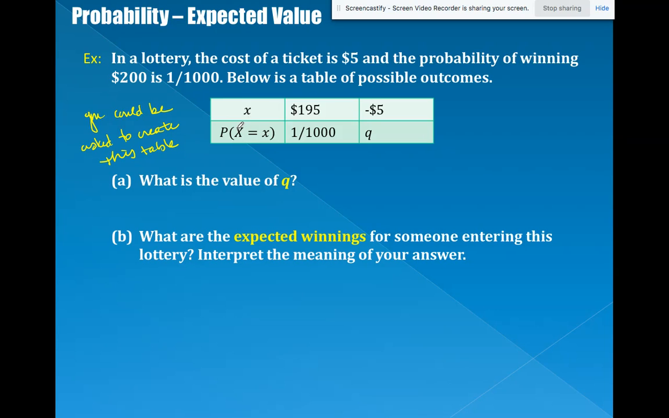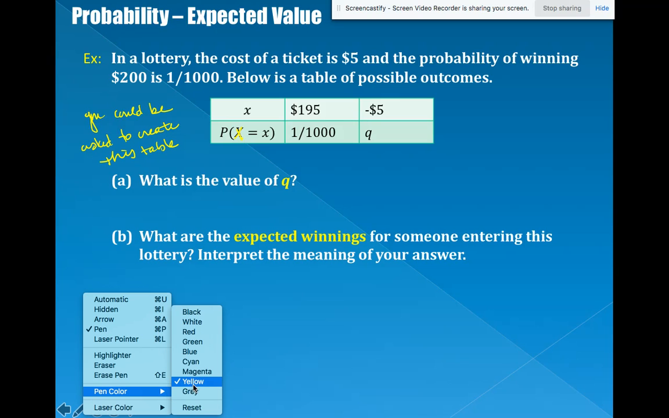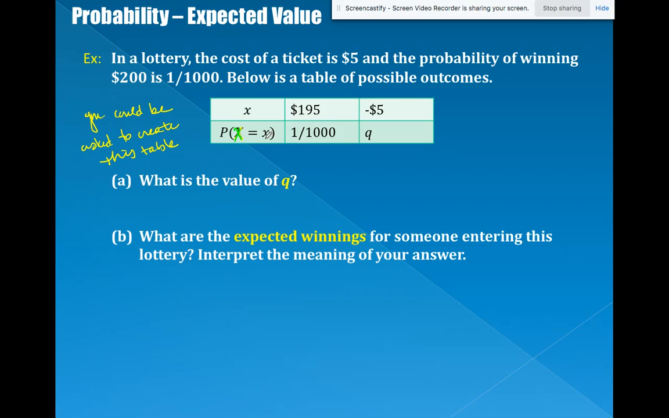So certainly you know what this is, right? I have a discrete situation. Hopefully by now you're used to this notation. X is my list of values. So this was just given to me. The probability of winning $200, why isn't 200 in my table?